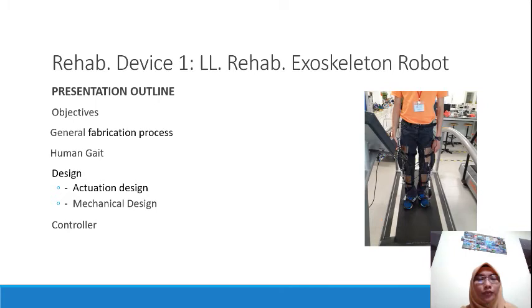Now we move to the first rehabilitation device, which is a lower limb rehabilitation exoskeletal robot. This is the presentation outline for this device. The first thing I will discuss with you is the objectives, then the general fabrication process and human gait, and then we move to the designs, focusing on the actuation design and mechanical design. The last one is the controller.